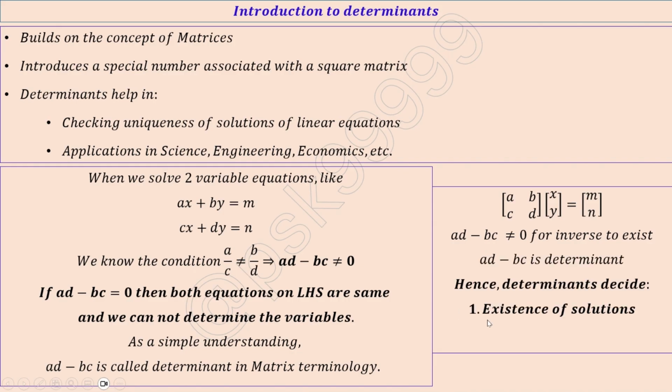Now, this will tell me the existence of a solution. Whether a solution is possible or not, it will tell first. And the uniqueness of the solution. These are the two important things which the determinant tells us.